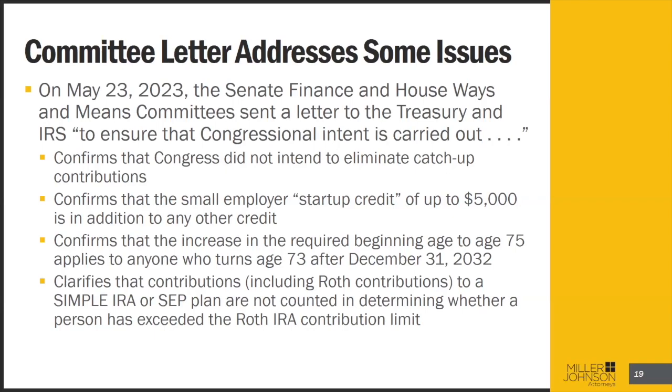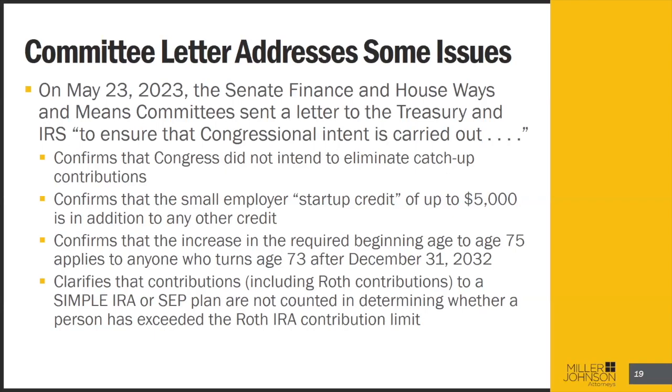They're just basically saying, yes, that was a goof up. So we didn't intend to eliminate catch-up contributions. It also confirms that the small employer startup credit of up to $5,000 applies to the other credit that's available as part of that program for employer contributions. It also confirms that the increase in the required beginning age to age 75 applies to anyone who turns age 73 after December 31 of 2032.